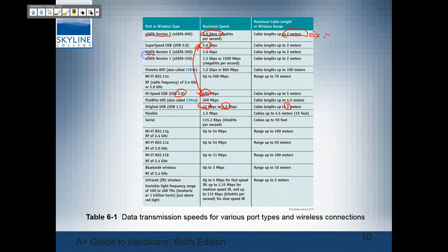And then we have more eSATA version 2, version 1, version 2, version 3, and we keep going up in speed until we get to the top end of these things. FireWire, 1.2 gig, Wi-Fi 802.11n up to 500 meg. If we had AC, 802.11ac, and there's a poster out there in the hall if you look at how it actually gets its speed, it has a theoretical speed of up to a gigabit per second wireless, which is pretty substantial.